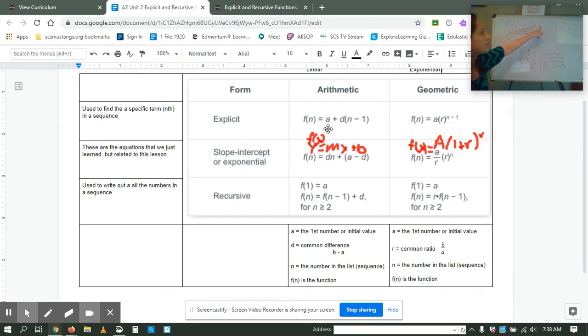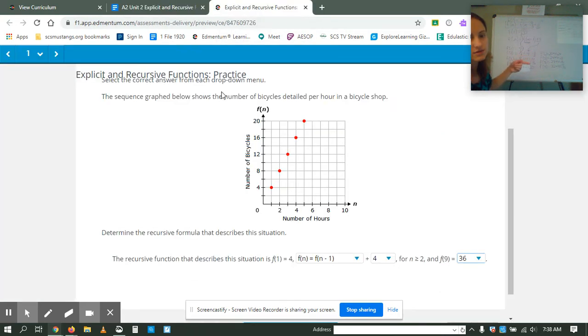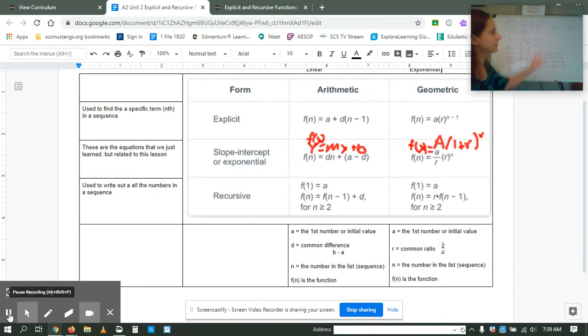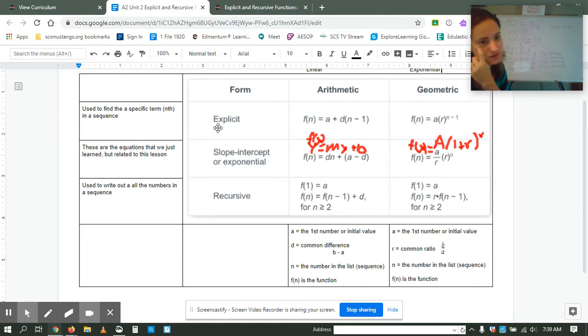And then that common difference that we found by finding the slope, we could take that and plug it in there and do it that way. So if I write it down to show you what that looks like, I'll write it down and then I'll talk to you. Okay, so this is our explicit equation that helps us find a specific term.